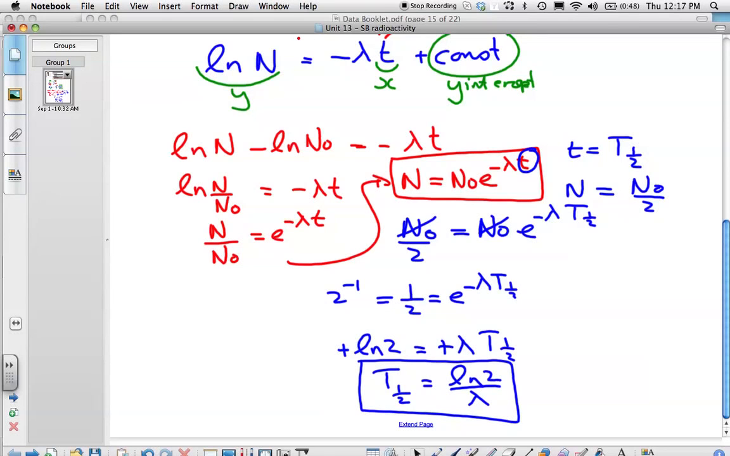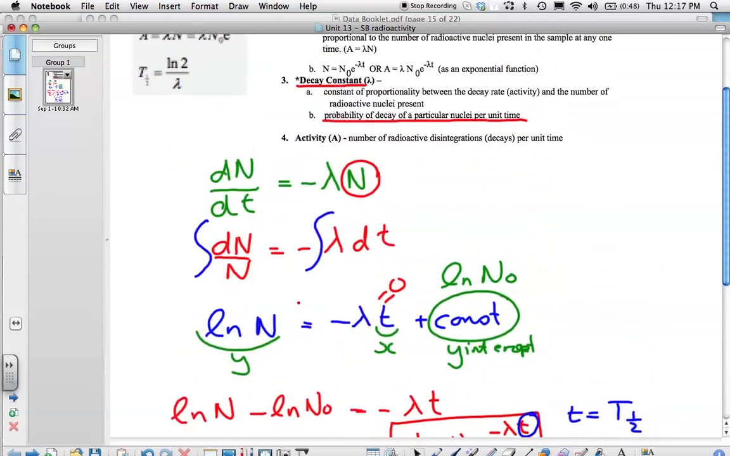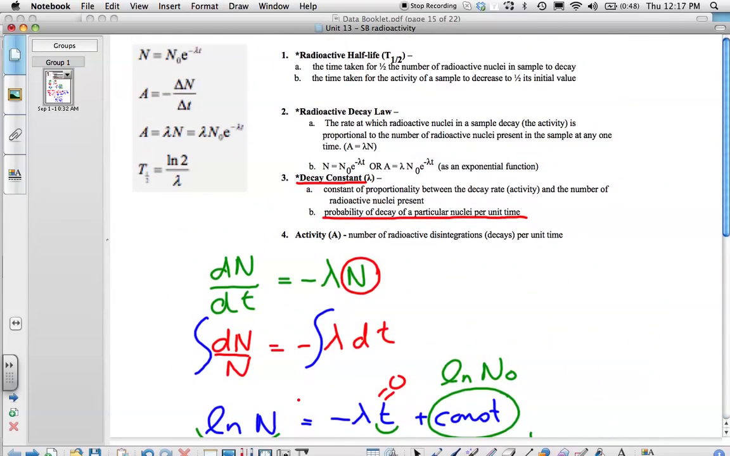If I go back up here, just bringing them back up. So we have that formula over there, and we have that formula over here. Now, A is equal to minus the change in N over the change in t. That's looking at my activity. That's pretty straightforward. And we also have our activity is equal to lambda, which is the probability that one nucleus will decay, times a number that will give us my activity.